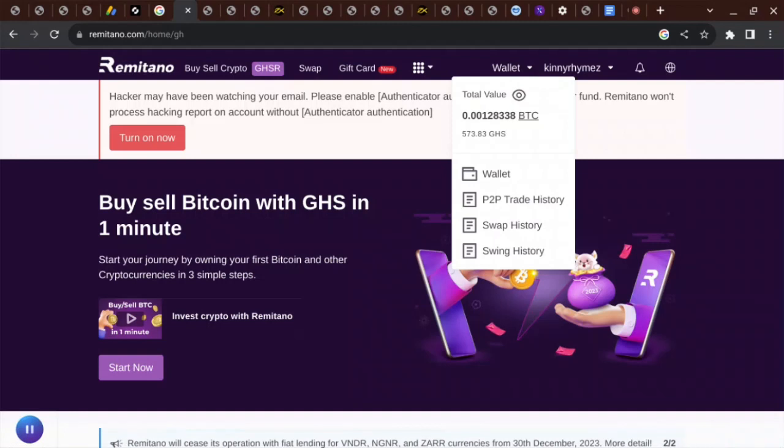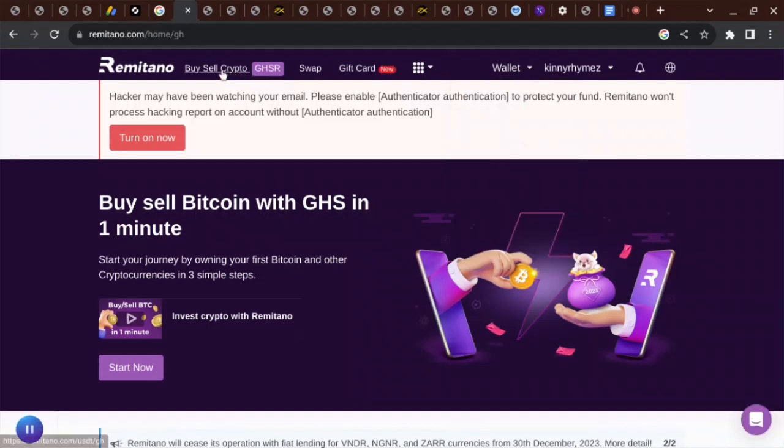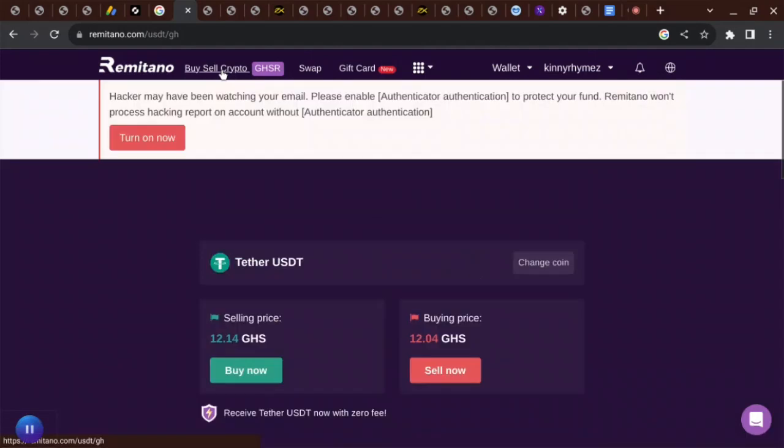So before I start my trading, I'll go to buy and sell. So this is it. It means that if I'm here to buy USDT, I have to spend 12.14 Ghana cedis to get one USDT. And if I have one USDT and I want to sell it over here, I'm selling it at the rate of 12.04. But we are here to buy the USDT and sell it somewhere else, so I'll do buy now.